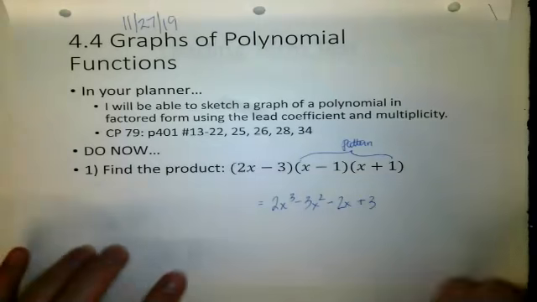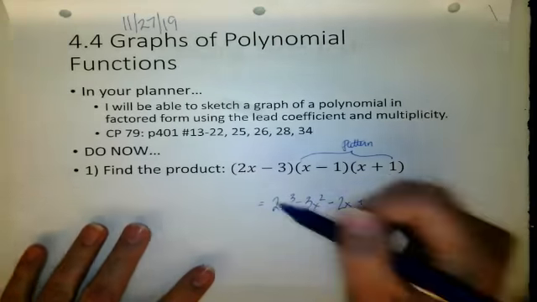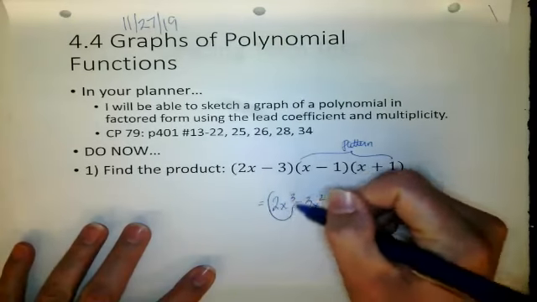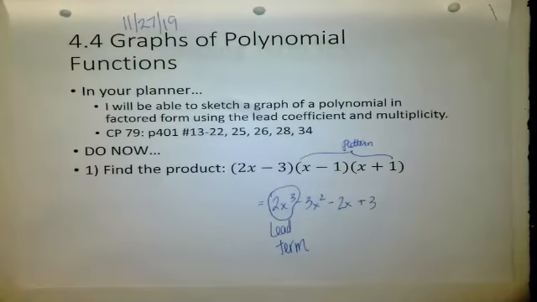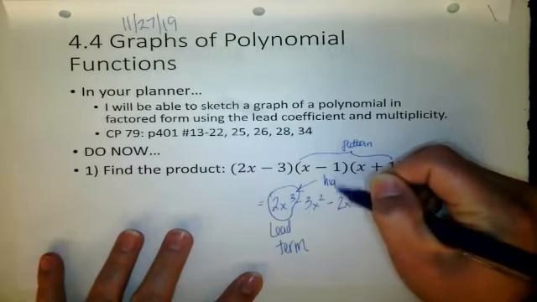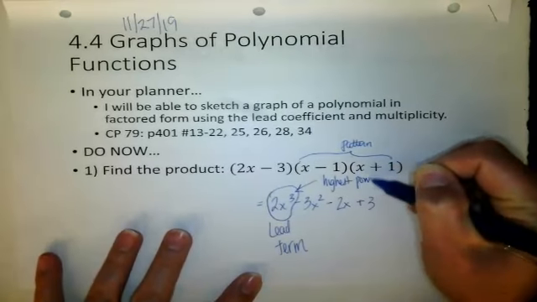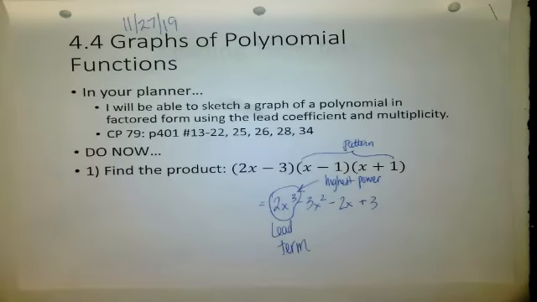My question to you is, first of all, what's the leading term? 2x to the third power is the leading term. Not just because we put it in front, but because this is the one with the highest power. Therefore, the most important, because it's got the most power, like Superman. The leading term is super important when we're trying to graph polynomial functions.